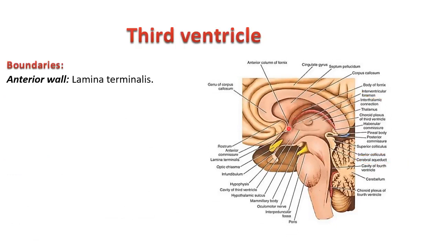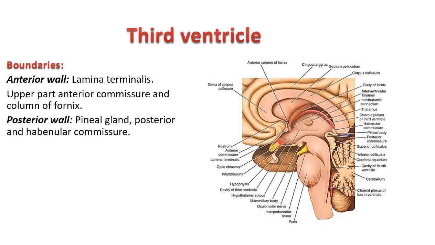Coming to the boundaries, mainly your anterior wall. The anterior wall is mainly formed by the lamina terminalis. This band of white matter is the lamina terminalis, through which the anterior commissure is seen. Upper part, the anterior commissure, and that is your lamina terminalis, and then more anteriorly the column of fornix. They all form the anterior wall.